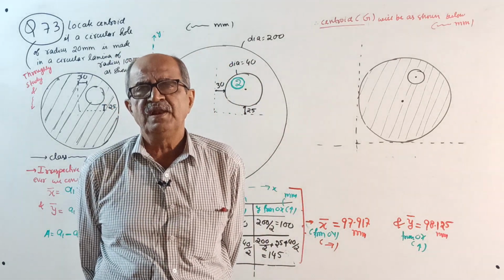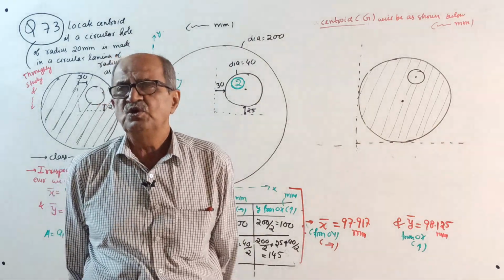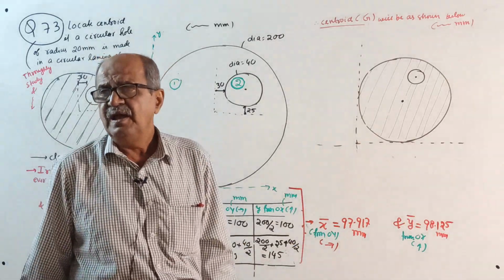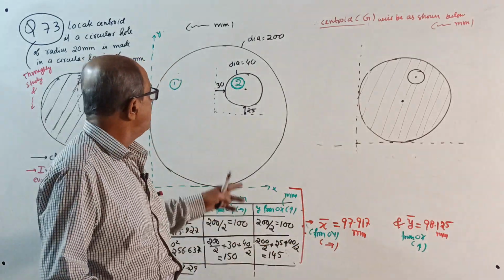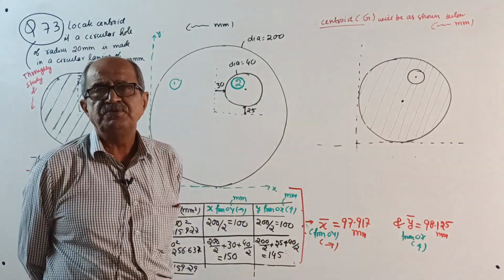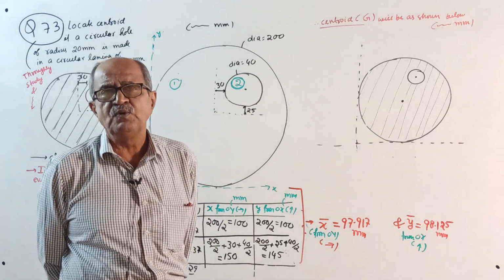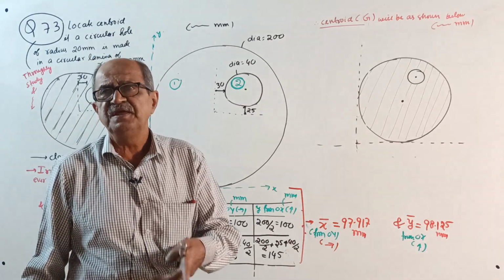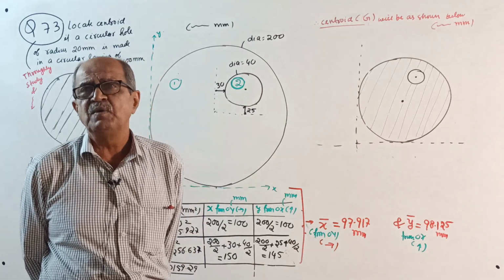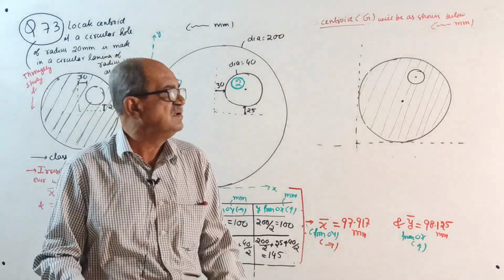Today's is the concluding class of centroid. I decided to conclude today. Last few questions are there and I will tell a little later about these questions. From next class onwards, I am starting the most powerful part in structural engineering, that is moment of inertia, also called the second moment of the area. That all I will discuss there.